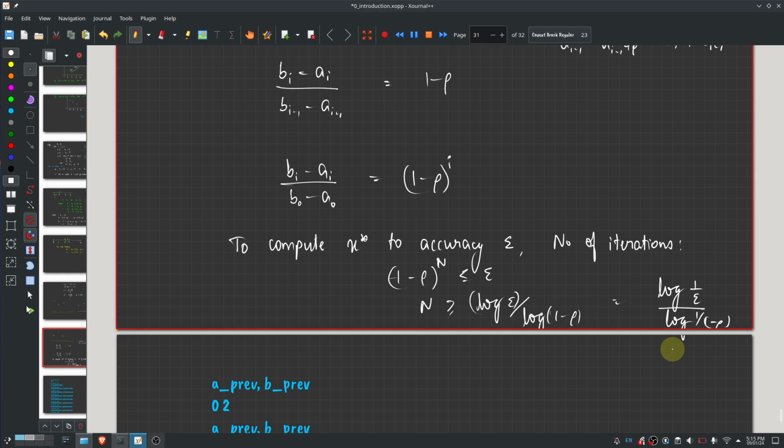Okay, so in other words, for a target accuracy of epsilon, you need to run this algorithm for log (1 over epsilon) iterations. Right? And we know exactly what the value of 1 minus rho is.